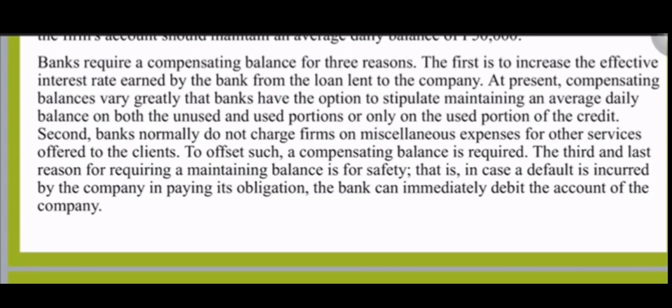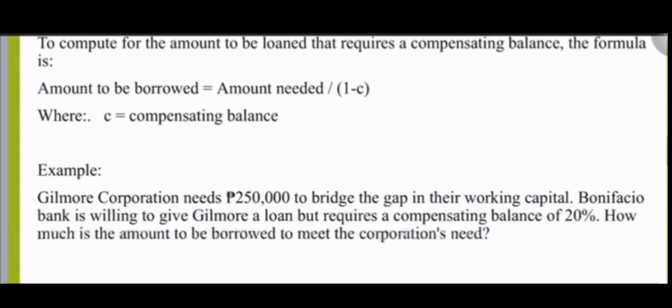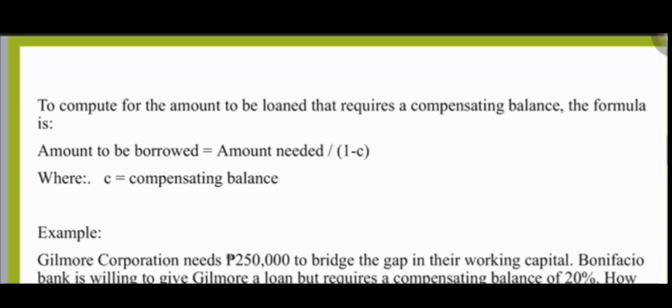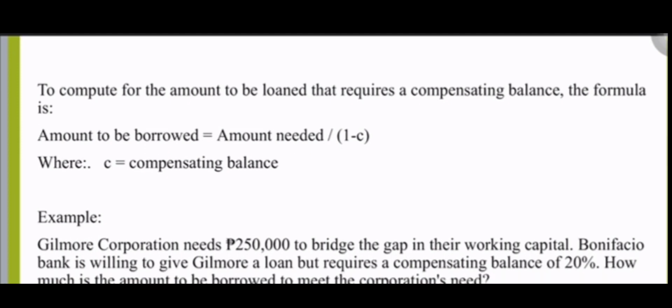The third and last reason for requiring a compensating balance is for safety, that is, in case a default is incurred by the company in paying its obligation, the bank can immediately debit the account of the company. So, to compute daw po the amount to be loaned that requires a compensating balance, ito daw po yung formula. Amount to be borrowed equals amount needed divided by 1 minus C, or ito po, compensating balance.